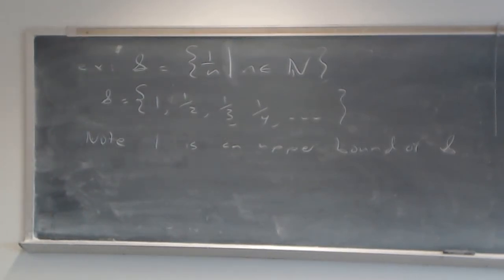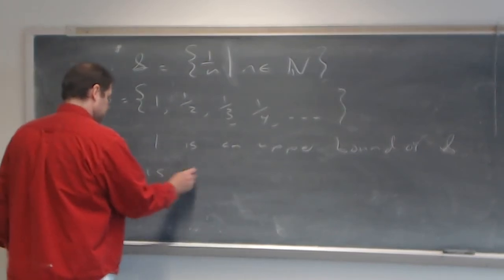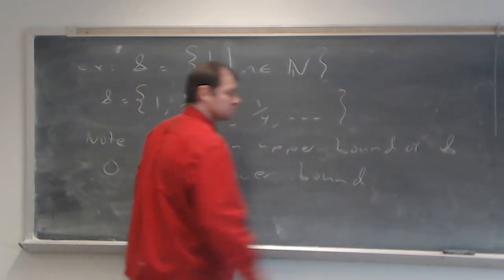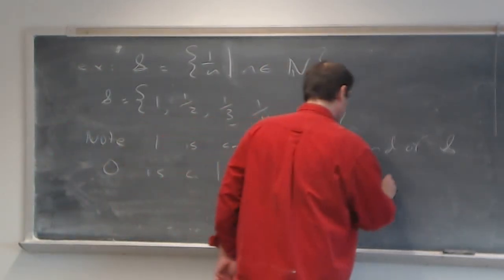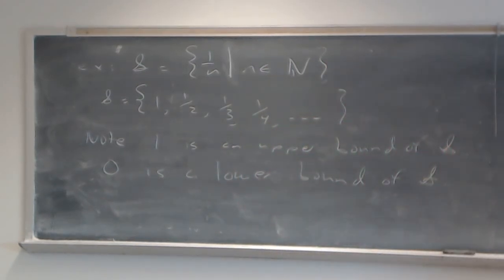Can you give me a lower bound? 0. And if it has one, it has infinitely many. But I want to tell you, 0 is not in this set. So if it has an upper bound, then it's bounded above. And since it has a lower bound, it's bounded below. So that means overall, this script S is a bounded set.